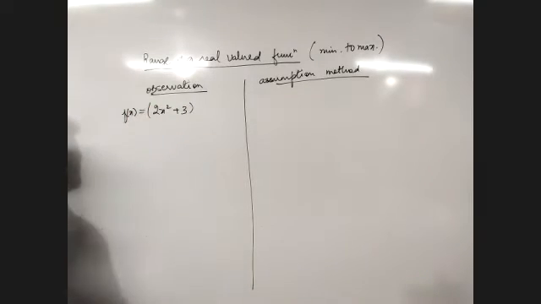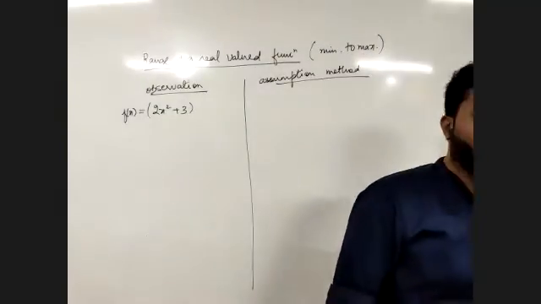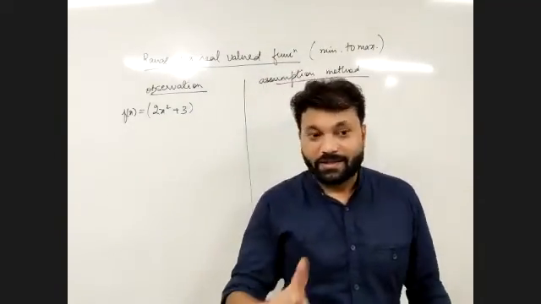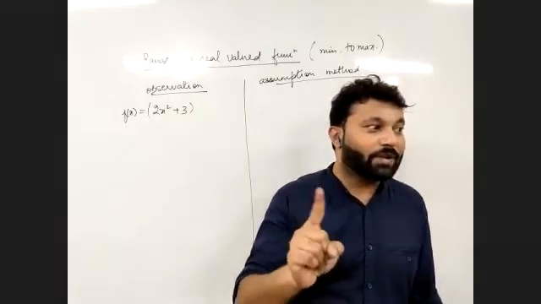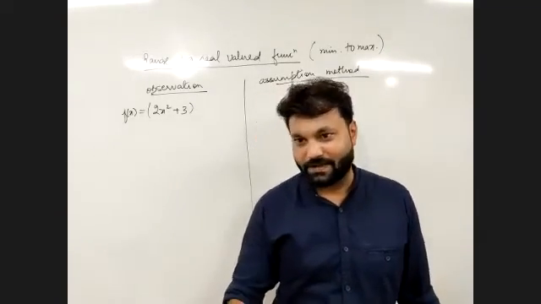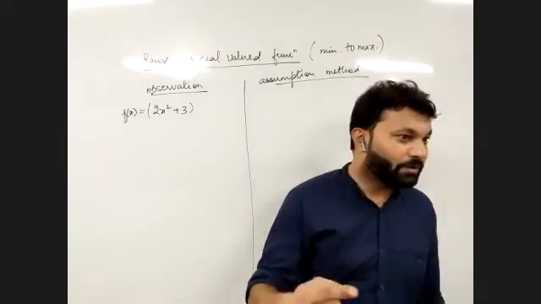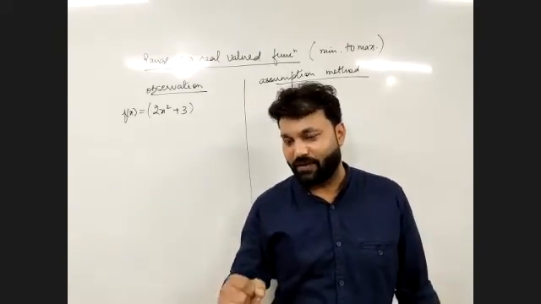f(x) is equal to 2x square plus 3. We need to find out the range of this function. Now look carefully. First of all, remember the difference: when we talk about domain, we talk about x. When we talk about range, we talk about f(x). Right? When we talk about domain, we talk about x; when we talk about range, we talk about f(x).